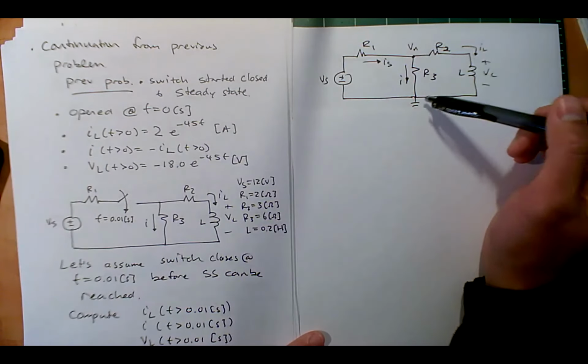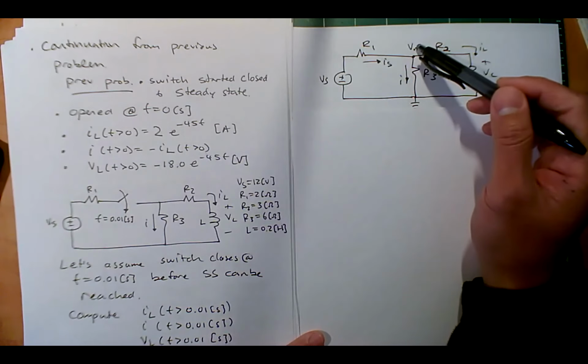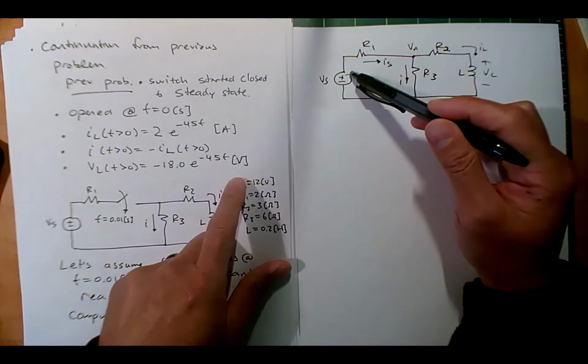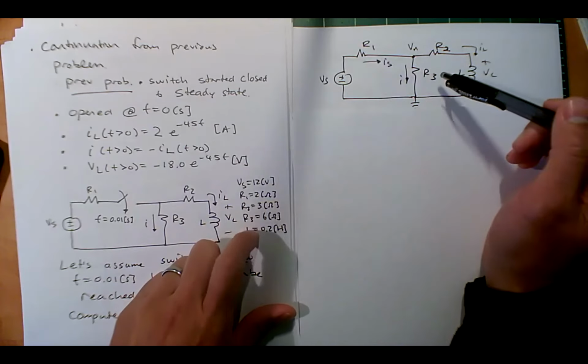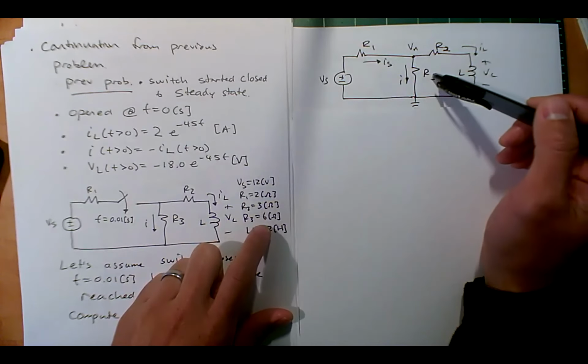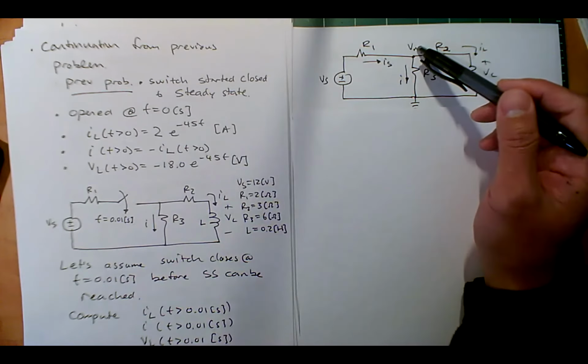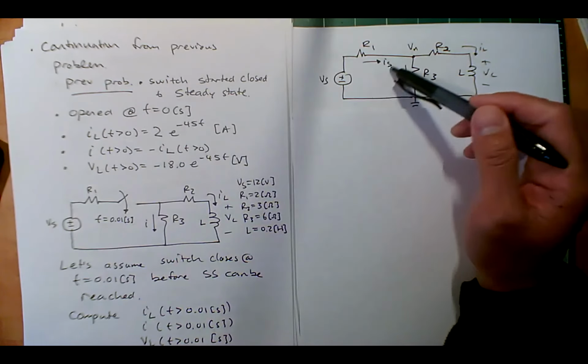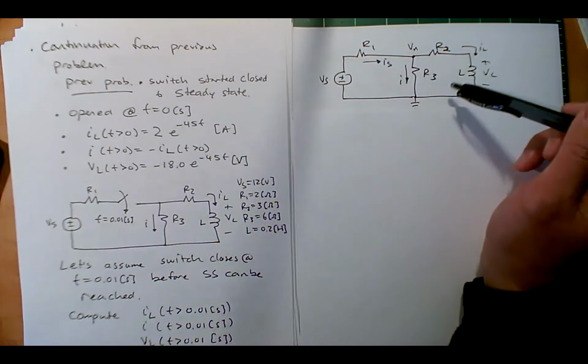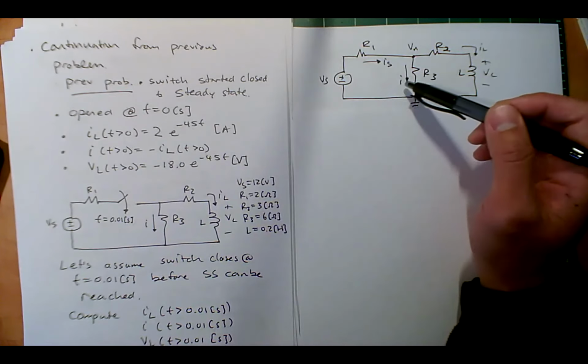And notice I did myself a favor. I put a little node voltage here and a ground. Now we don't know what this node voltage is. We only know VS, which is 12 volts. And this is 2 ohms and 3 ohms, 3 ohms and 6 ohms, right? And then this is 0.2 henry. So we don't know what this voltage is. It's a dummy voltage. We also don't know what this current is. It's kind of a dummy current. Okay, we want to know IL, we want to know I.